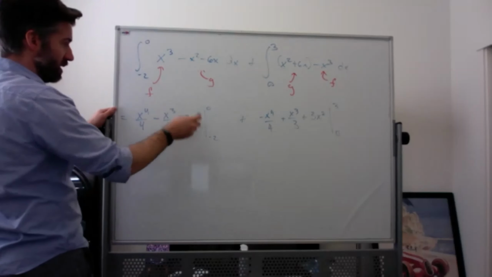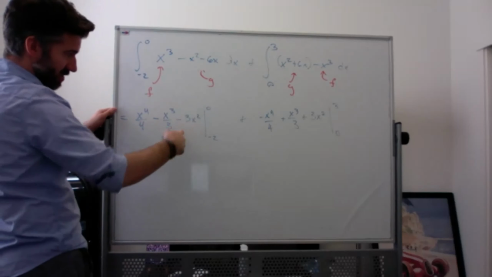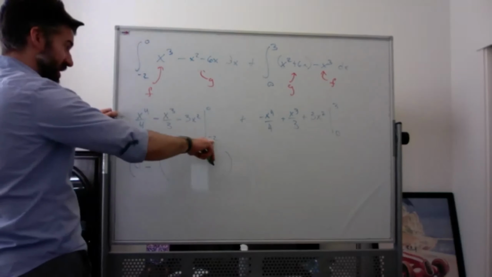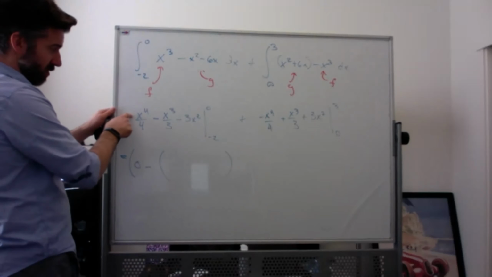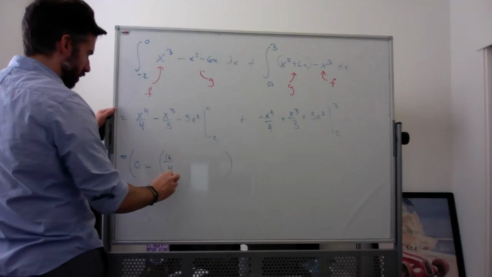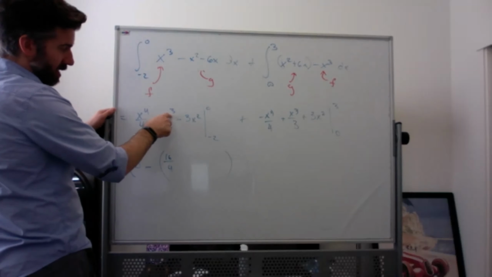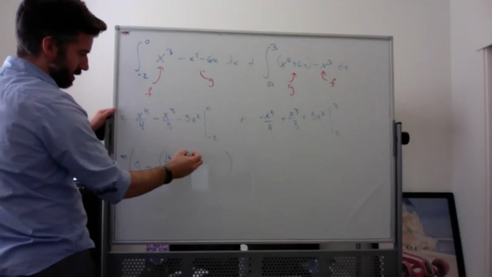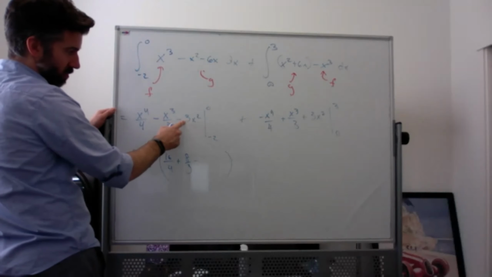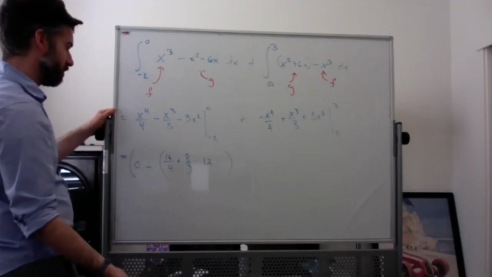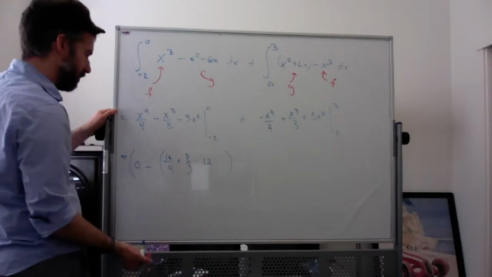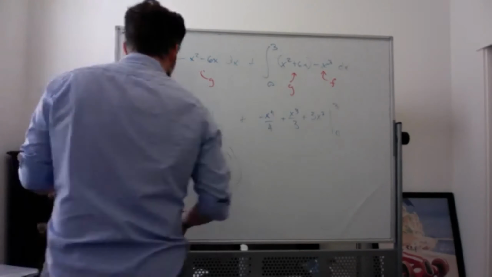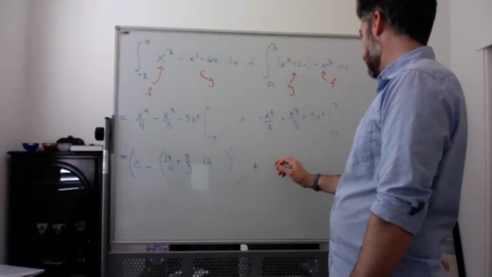So here's what I'm going to get. I'm going to plug in 0. When I plug in 0, each of those things is 0. So I get 0 minus whatever I get when I plug in -2. Plugging in -2 here, I get -2 to the 4th, which is 16 over 4. -2 cubed is -8. I get minus -8, so I get plus 8/3. And I get minus 3 times -2 squared, which is 4. Minus 3 times 4 is minus 12. This should be positive, whatever it ends up being. And it will be, unless I made some dumb mistake.